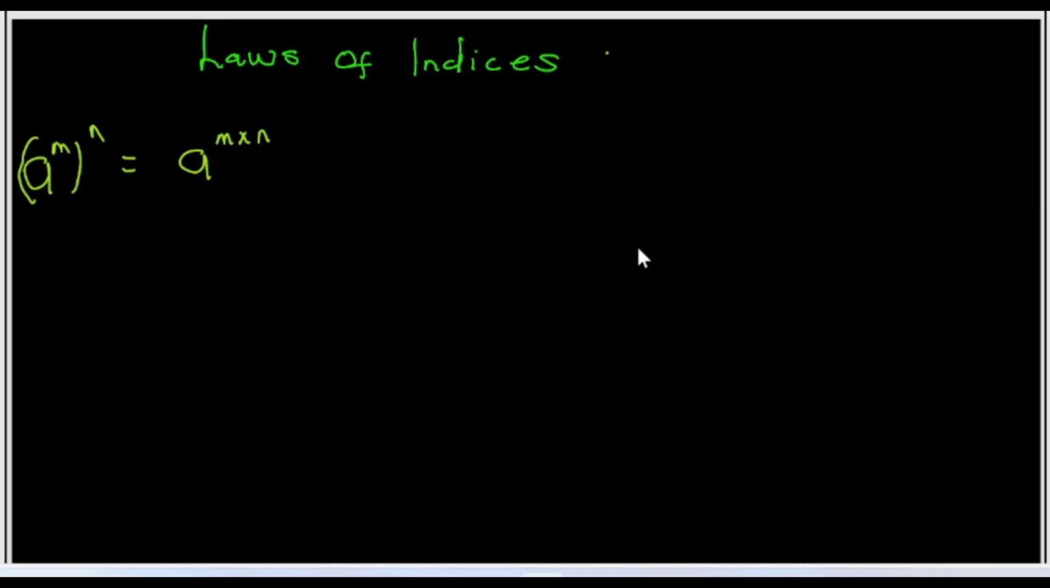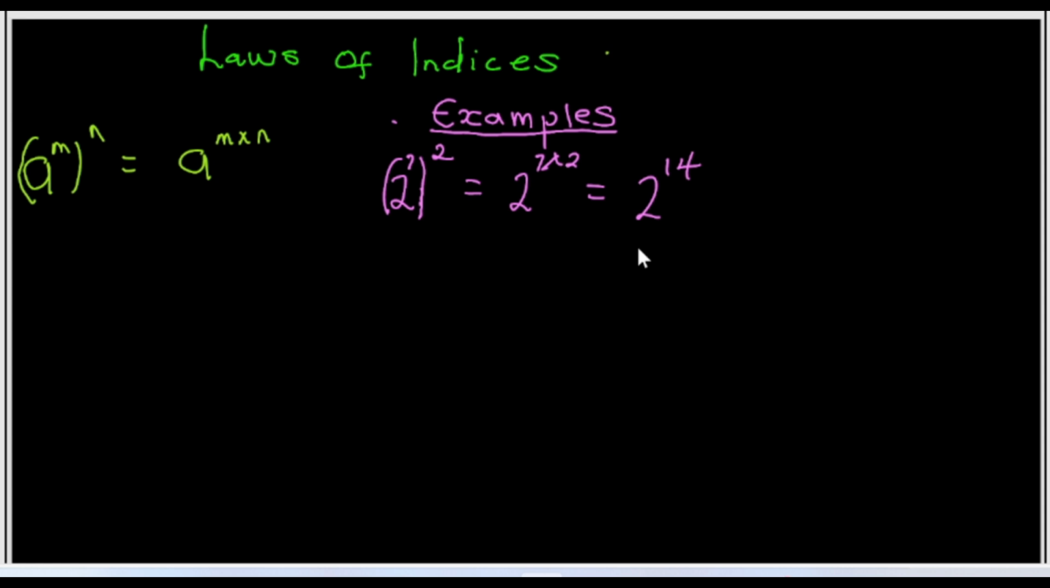And the third law on our list says a to the power of m, bracket, power of n means a to the power of m times n. Of course, we know in maths, right? Power is a sign for multiplication. So let's see some questions that has to do with this. Here is an example, 2 to the power of 7, bracket, 2 to the power of 2. According to our law, this is simply 2 to the power of 7 times 2, which would give us 2 to the power of 14. So that's how this law works.